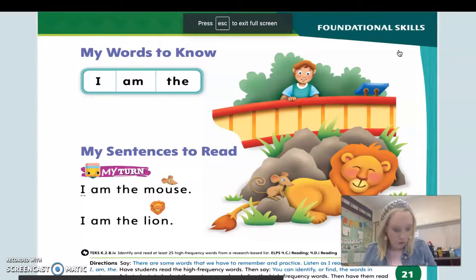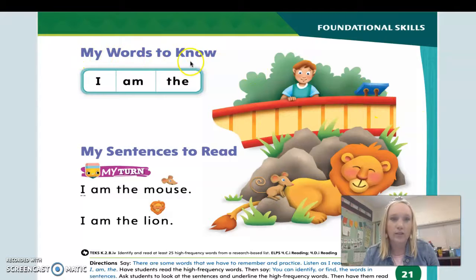Very good. So if you are on page 21 with me, then you will see that here it says my words to know. And we have the high frequency words here. Then we also have some sentences that we are going to read with these high frequency words. There are some words that we have to remember and practice. Remember, these are words that we memorize and we practice. So let's review them. Do you remember what this one is? Yep, this is the word I. And do you remember what this one is? This is the word am. Very good. And what is this word right here?